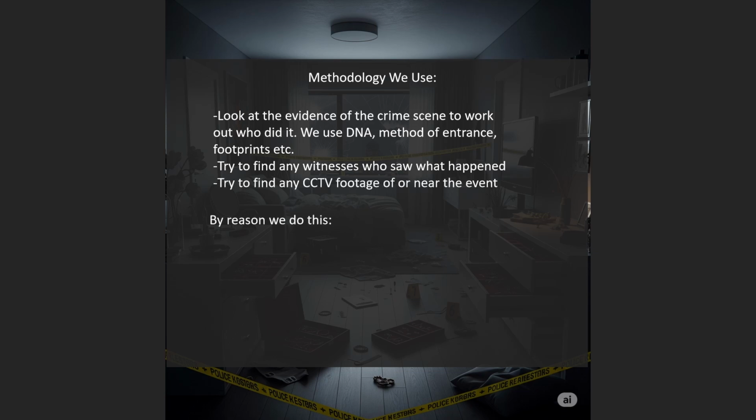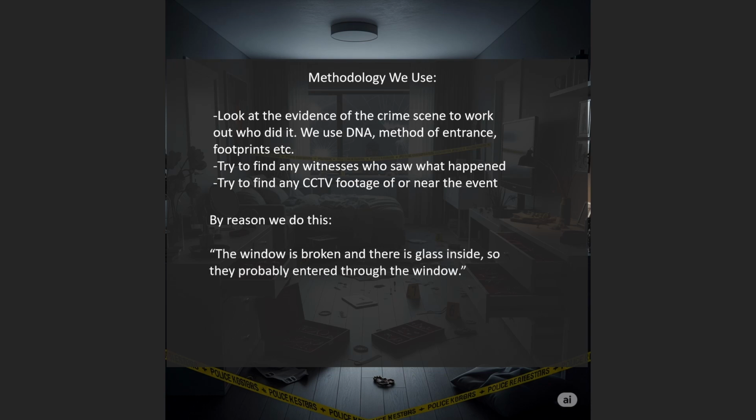And by reason, we do this. The window is broken and there is glass inside, so they probably entered through the window. Or we only see footprints of one person, so there is likely only one suspect. So we look at the evidence of the crime scene and we try to make logical arguments about the evidence to try and work out who did it. If we can't prove someone did it through the evidence, then we don't accuse anyone. This is to minimize error and punishing innocent people. Of course, if you use a flawed methodology, you could find the person who actually stole the jewelry, but it's very unreliable and you might be wrong.